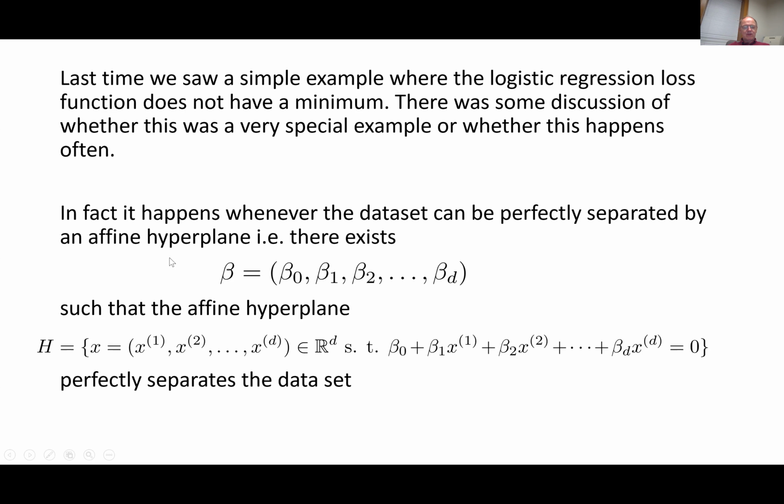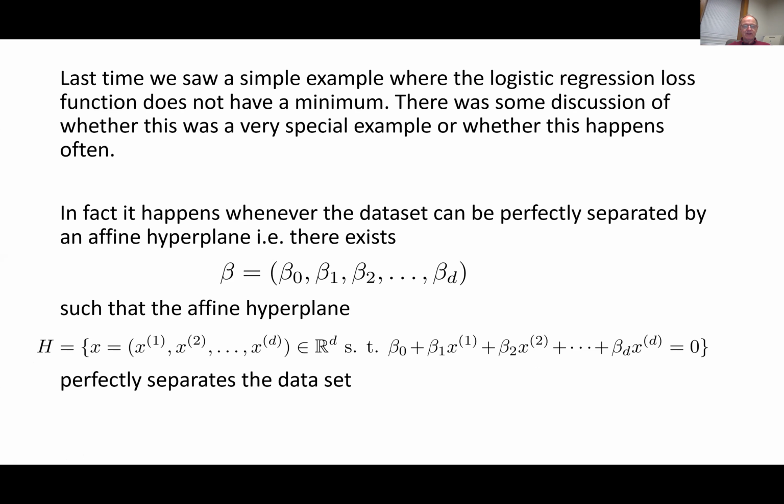So let's just go over this. If we have an affine hyperplane, that's given by some equation. It's a set of all x's in R^D. A vector or point in R^D can be described by its coordinates x1, x2, up to xd. And the hyperplane is then given by an equation with coefficients beta 0, beta 1, and so on, such that this expression, beta 0 plus beta 1 times the first coordinate plus beta 2 times the second coordinate, and so on, is equal to 0. So the hyperplane is the set of all vectors in R^D satisfying this equation.